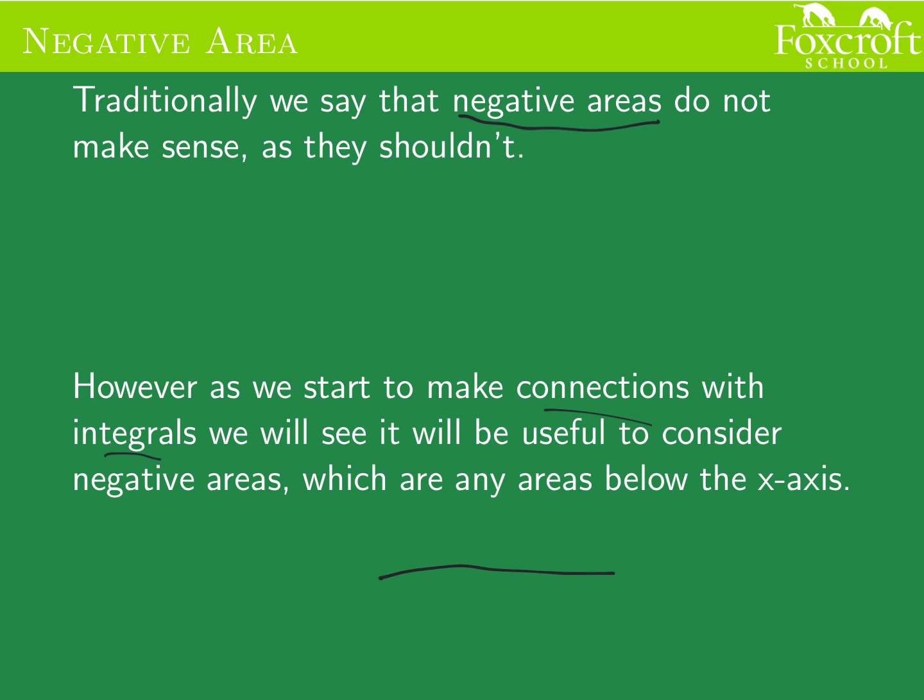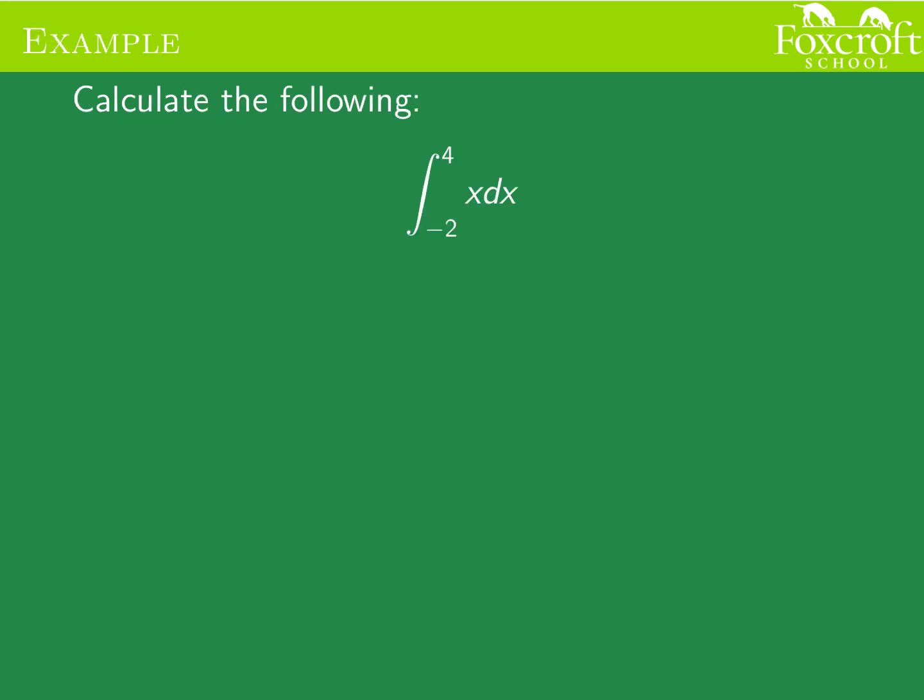So if I had some random curve, the spots below the x-axis, those are going to be negative. The spots above the x-axis, those are going to be positive areas. So we want to find the integral from -2 to 4, and our function is just x. We can look at what that graph looks like.